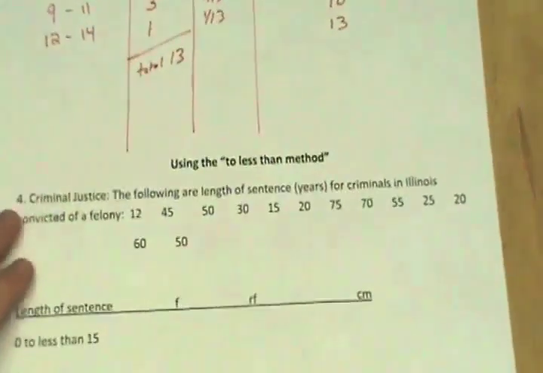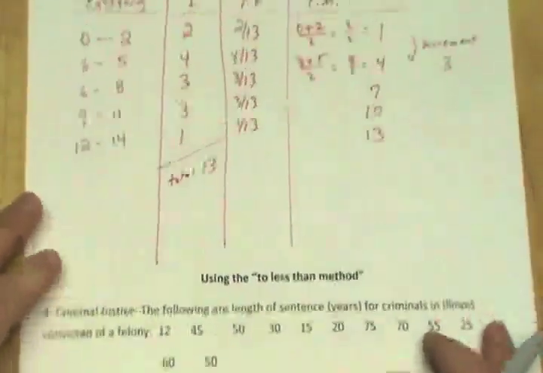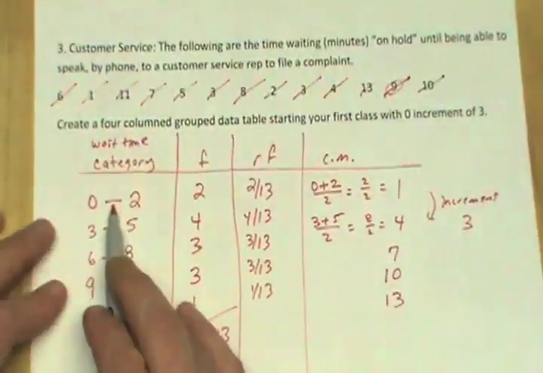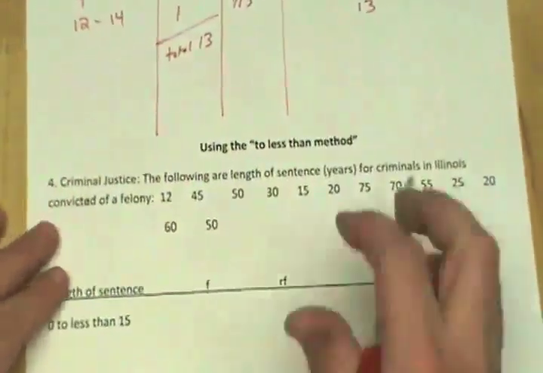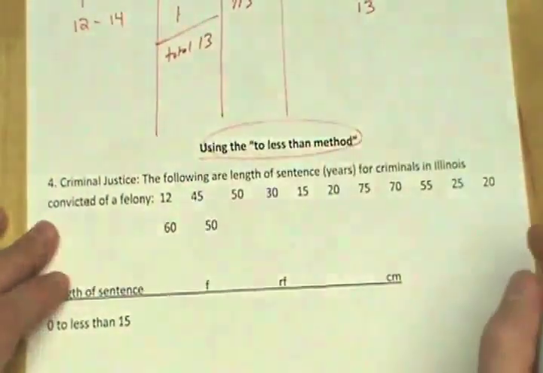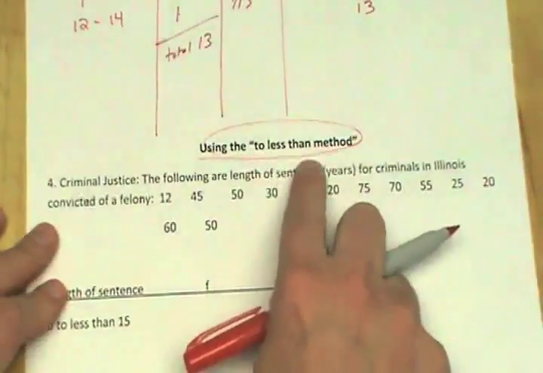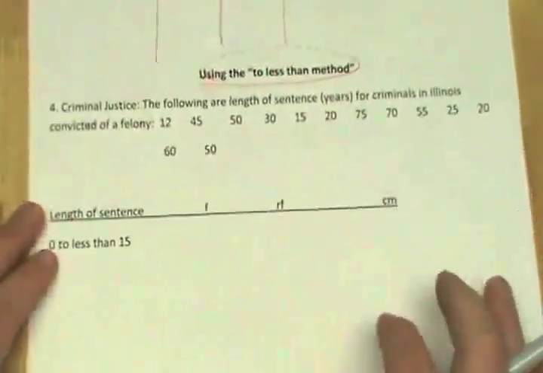Okay, so there's another way to do this. The way we did it up here is straight to the, you know, 0 to 2, 3 to 5, 6 to 8. There's another way to do it, which is called the "less than" method, and you're going to put the words "less than" in between the numbers. So let's do a couple "less thans."